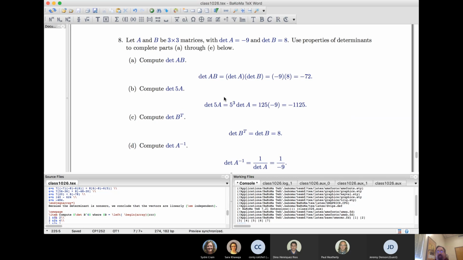For the next one, this is where knowing the size is essential. If I have a determinant of 5A, that's equal to 5 cubed because they're 3 by 3. So whatever the dimension is, however many rows and columns, that is what goes here. And then you can multiply that by the determinant of A and get that result.